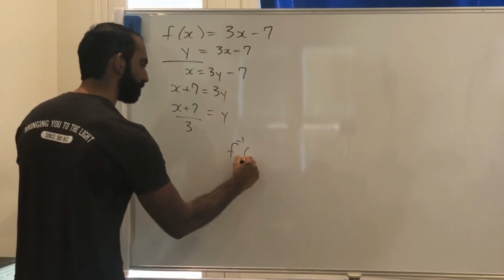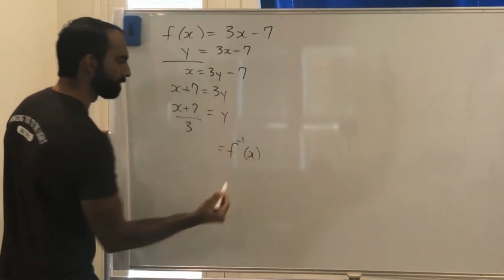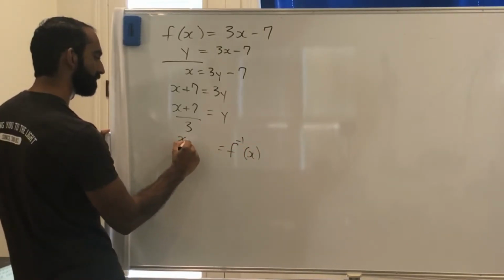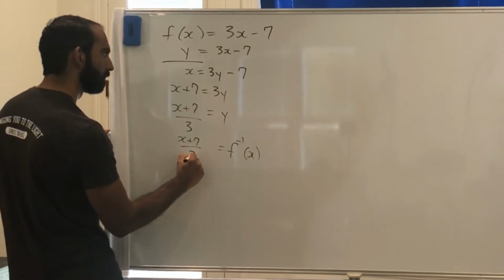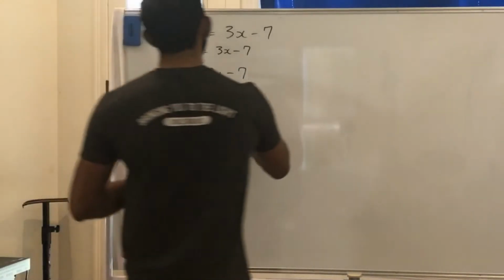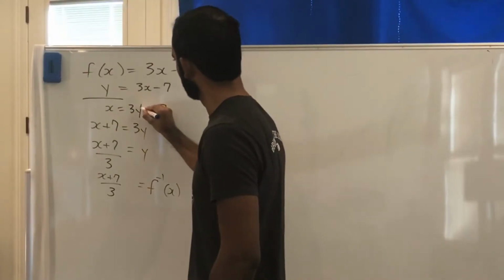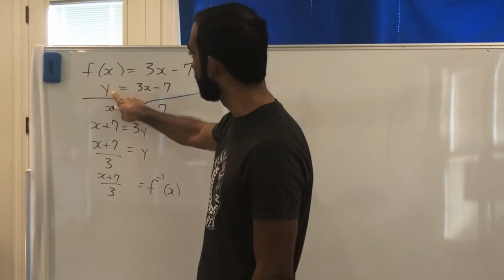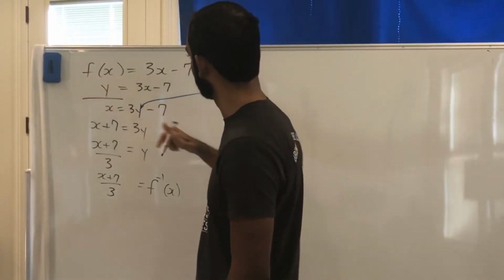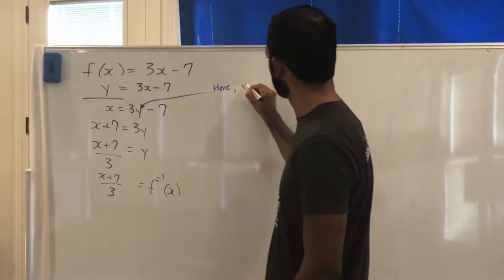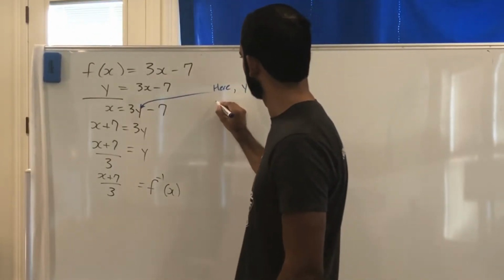And the very last step was just to replace y with the inverse notation, right? Yeah. Inverse function of f is (x plus 7) over 3. Now, key thing to note, and this is easy to lose sight of, this y here is not the same thing as this y here. This y here represents f, whereas this y here, that represents f inverse.